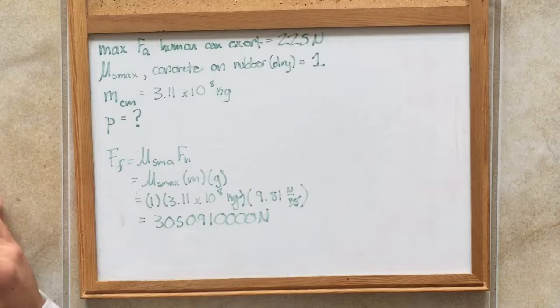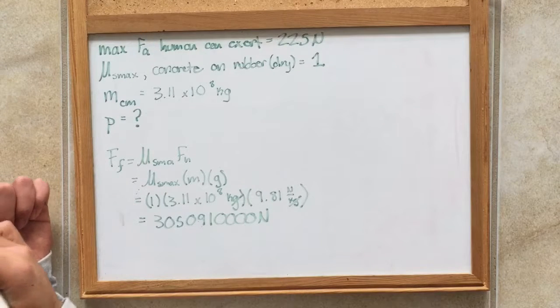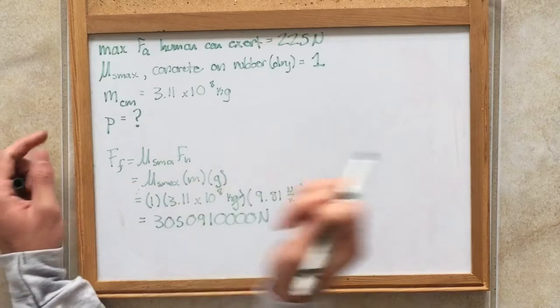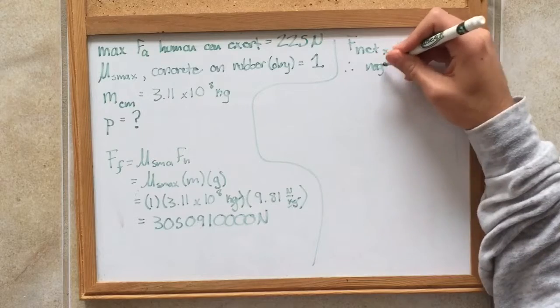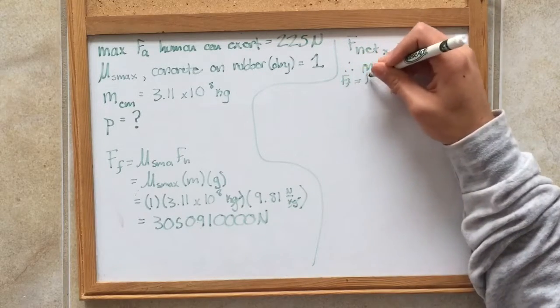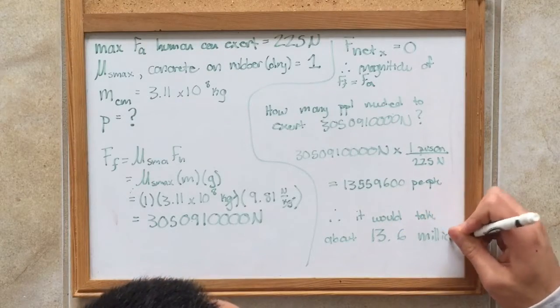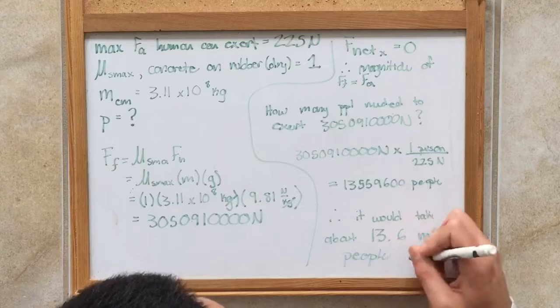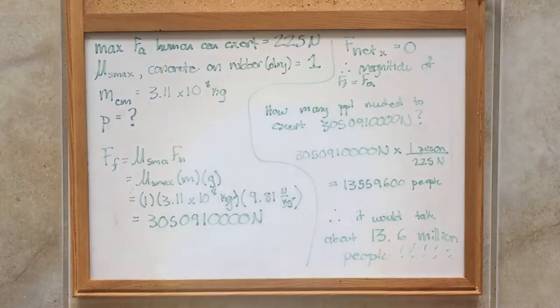So now that we found the force of friction, which is that very large number, we know that this magnitude is equal to the applied force, so that the net force is equal to 0 and we can have constant motion. Using the magnitude of the applied force, we are going to find how many humans are needed to exert this large amount of force, knowing that one person can exert 225 newtons. And just as you guessed, it takes 13.6 million people.